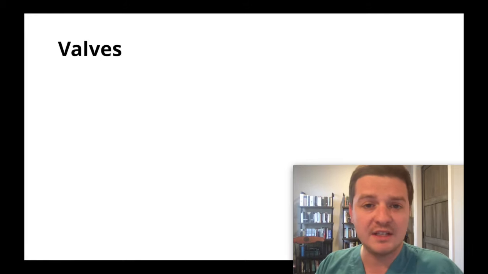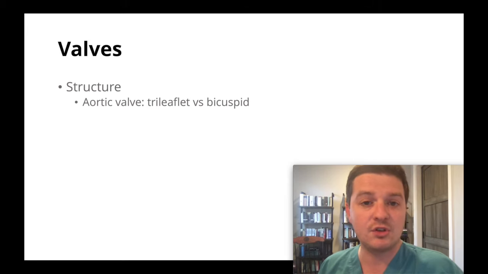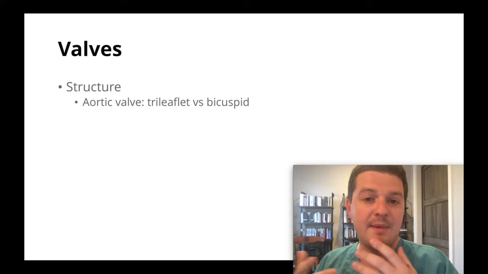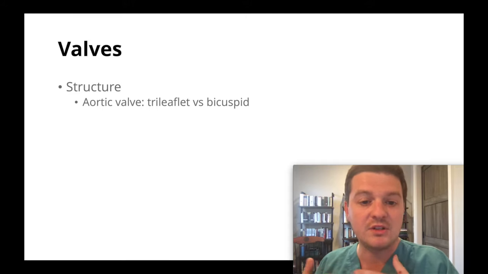With respect to the valves, each valve should be described in some detail, and that detail should include a description of the structure of the valve. One of the valve structures that we perseverate on quite a bit is the aortic valve. In about 99% of the population, the aortic valve has 3 leaflets, so 3 little pieces of tissue that come together. But about 1% of the population has what's called a bicuspid valve, so only 2 pieces of tissue there.